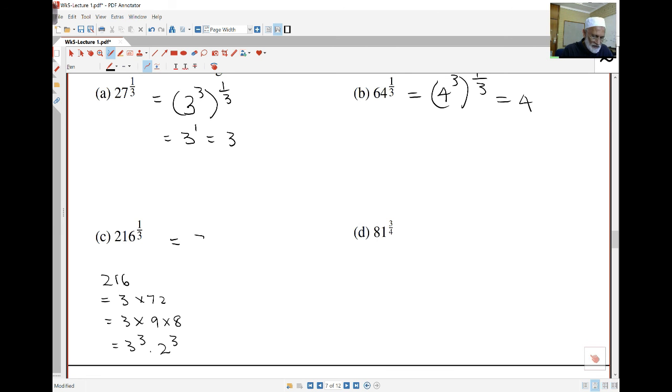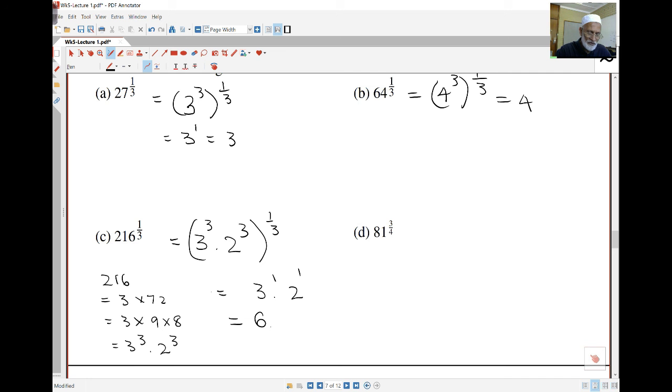So I can write this as 3 cubed times 2 cubed all to the third. And my rule says I'll expand this separately. That just gives me 3 to the 1 times 2 to the 1. In other words, I get 6 out of this. So if you can't express something very quickly as a power, break it up into its factors and then pick up the upper powers from there.